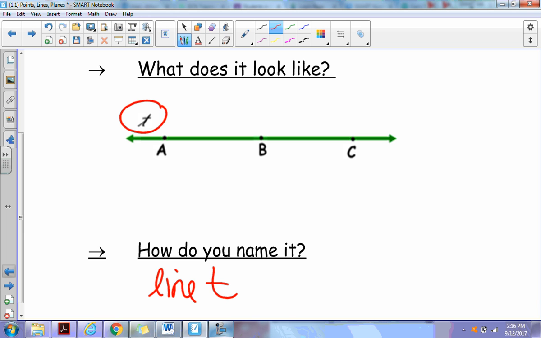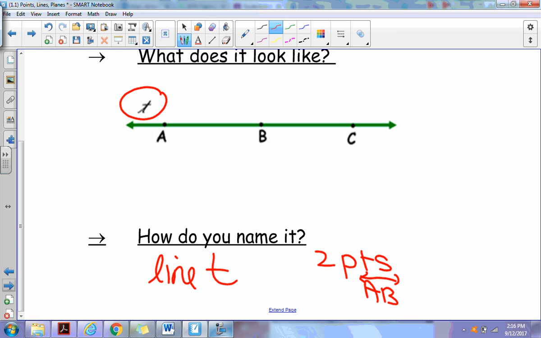Or to name a line, you pick 2 points that are sitting on the line and use the line symbol. So an example would be AB with a little line over it. Did I have to pick AB? No, I could have picked B and C if I wanted to. And the order doesn't matter. I could call it CB, I could call it CA. As long as those 2 points are on the line, it works.